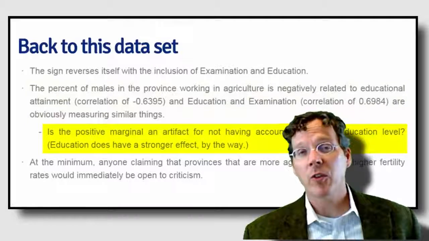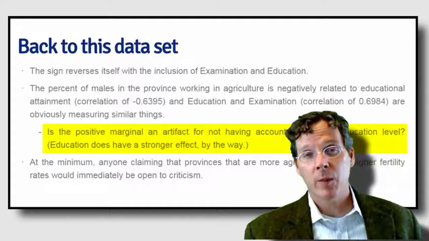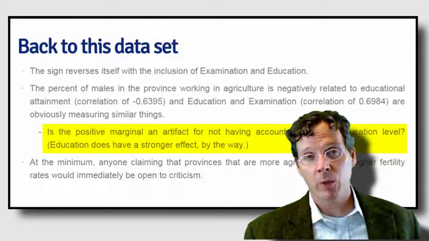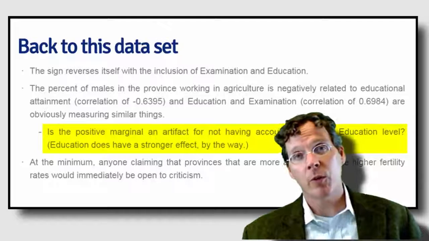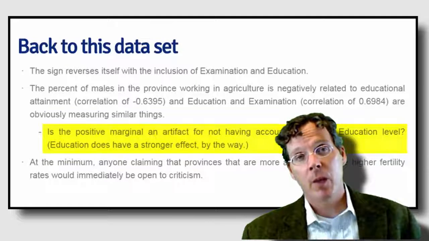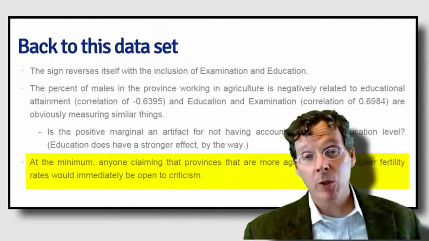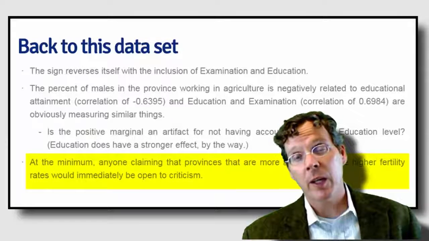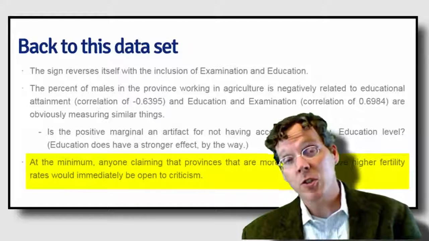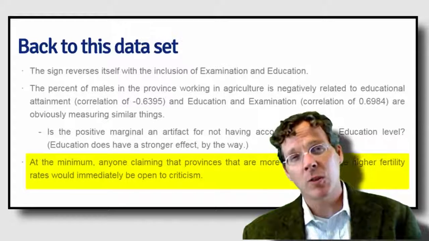So the question arises, is this positive association between agriculture and fertility by itself, when done via ordinary linear regression, artifactual for not having accounted for these other variables? Education, by the way, does have a stronger effect on fertility. So at the bare minimum, anyone claiming that they did a linear regression with percent of the province working in agriculture and fertility as the outcome, and claimed a causal positive relationship between agriculture and fertility, that conclusion would definitely be suspect.